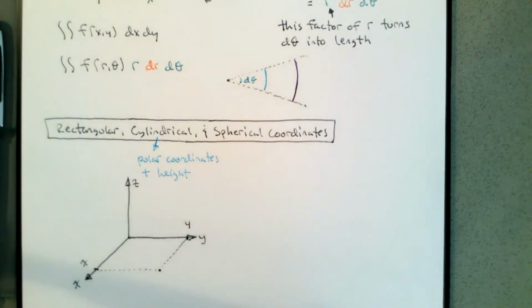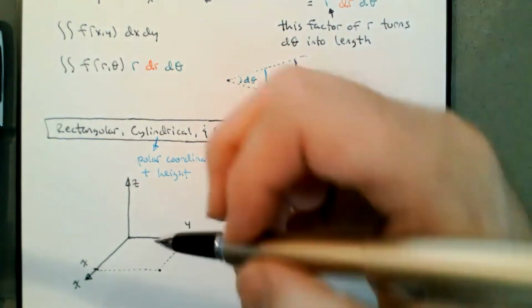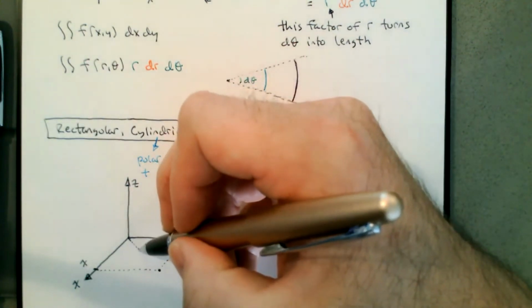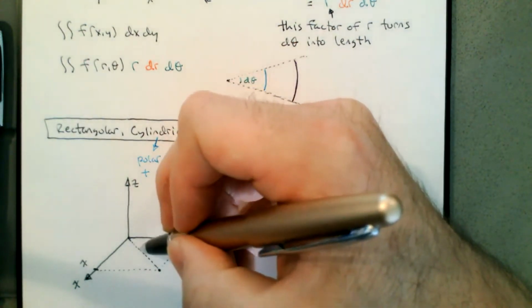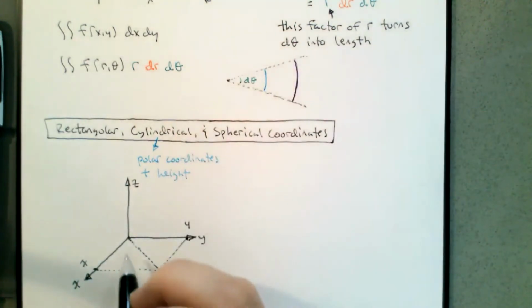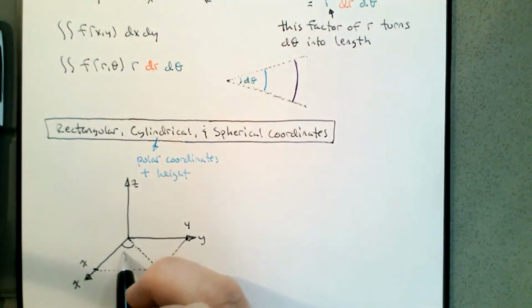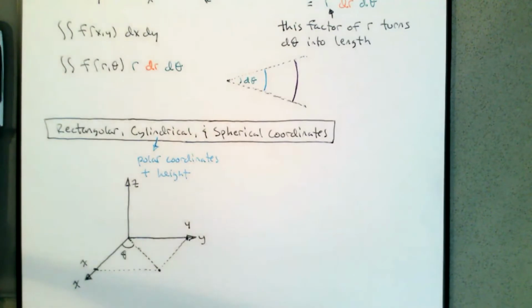And this point can also be described with R and theta. R is still the distance from the origin to this point on the floor, and theta is still measured from the positive x-axis towards the positive y-axis being positive. That's the first quadrant being positive.